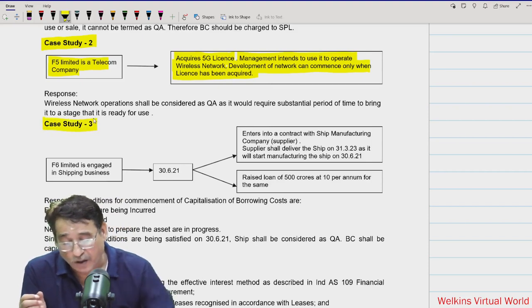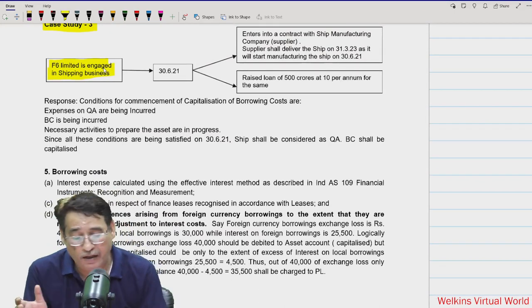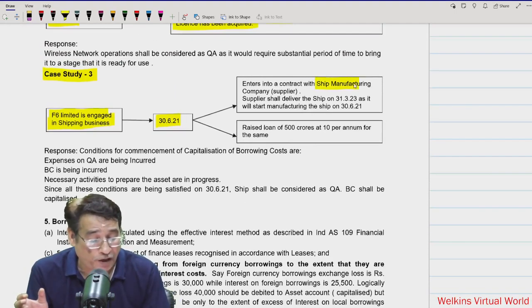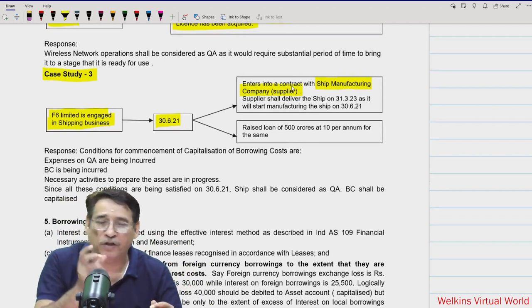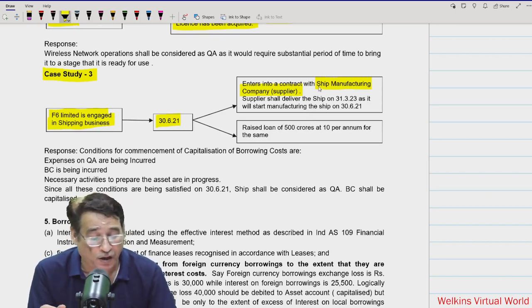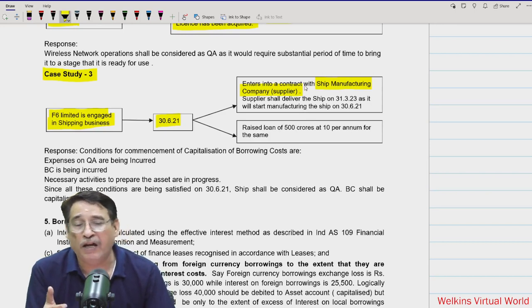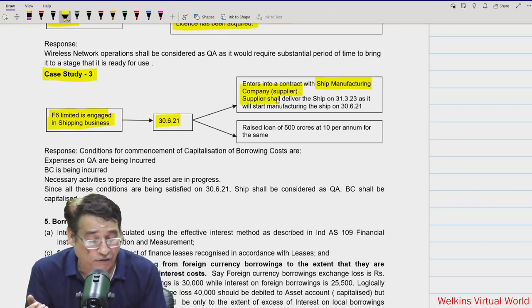Case study 3, and it's an interesting question. Case study 3 says that F6 Limited is engaged in a shipping business. And on 30th of June 2021, it enters into a contract with a company which manufactures ships. We have a shipping business, so we might be needing a ship. So we entered into a contract with this supplier, the manufacturer of the ship, and we asked them to supply or build one ship for us. The supplier shall deliver the ship on 31st of March 2023, as it will start manufacturing the ship on 30th of June 2021.